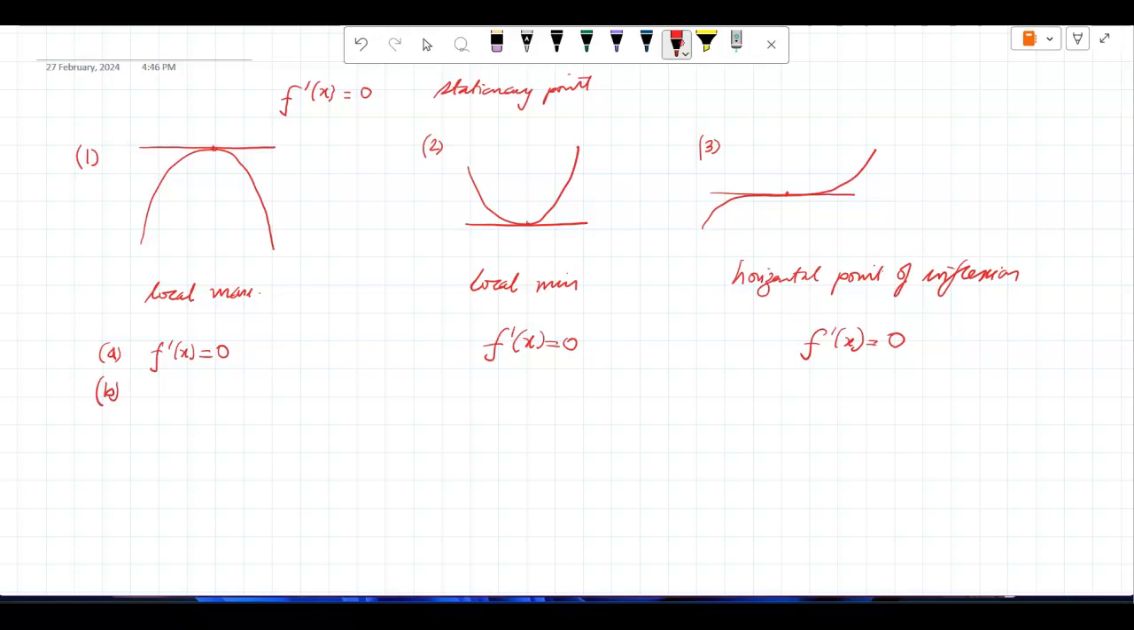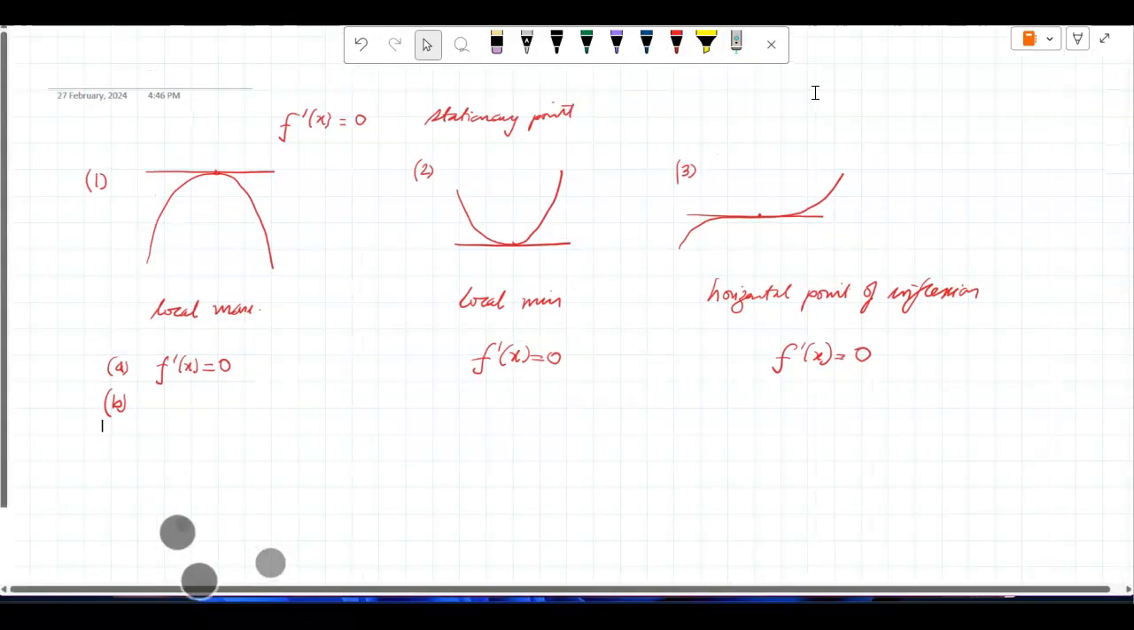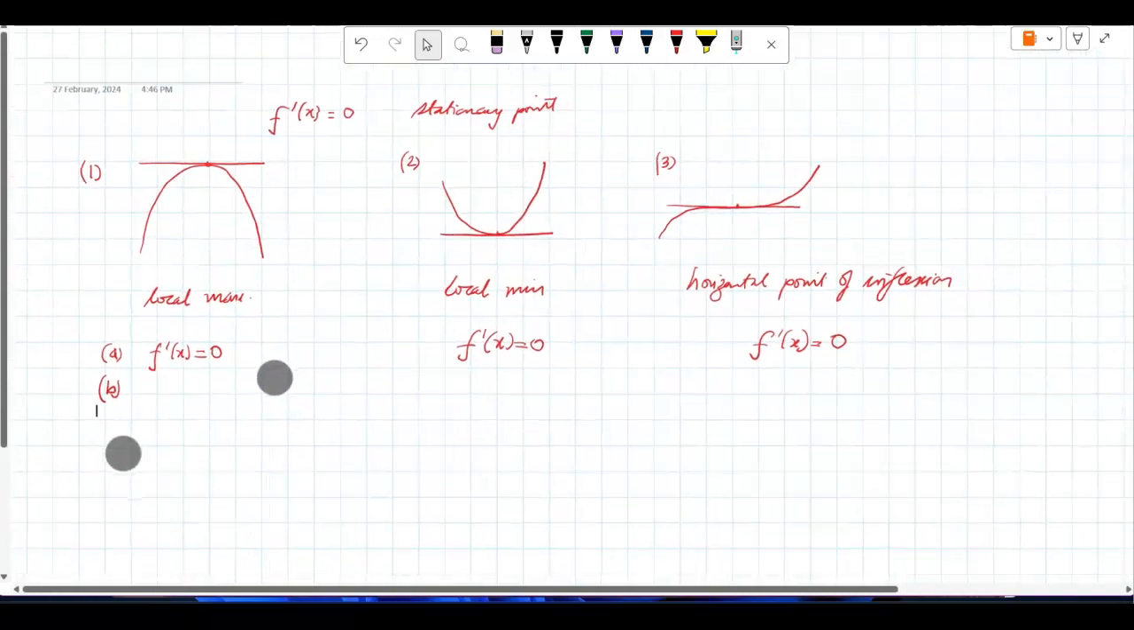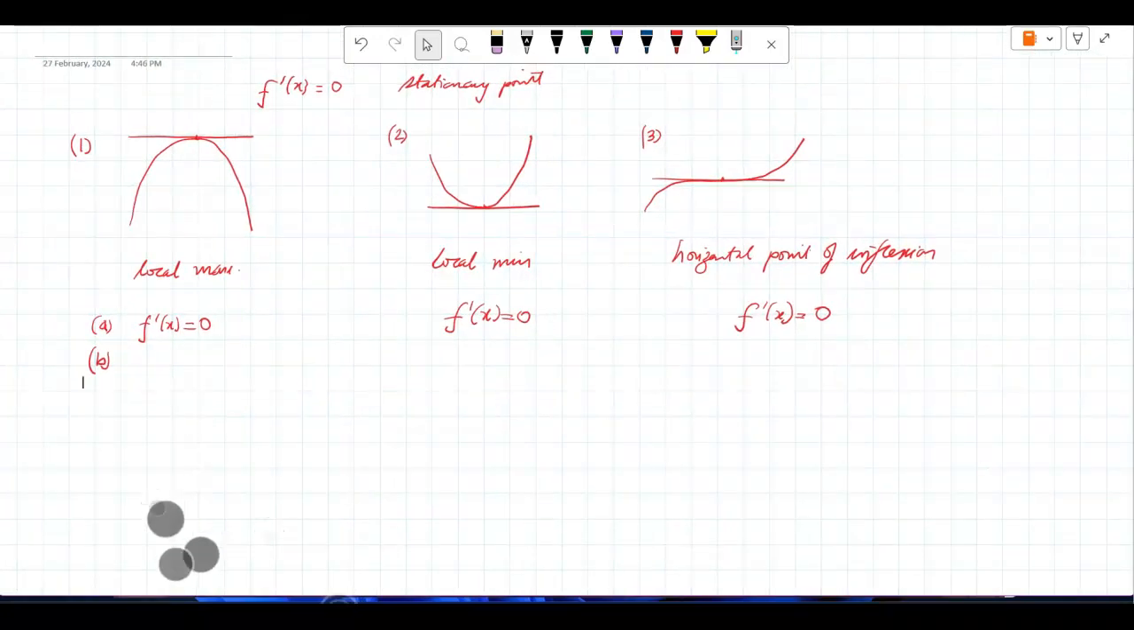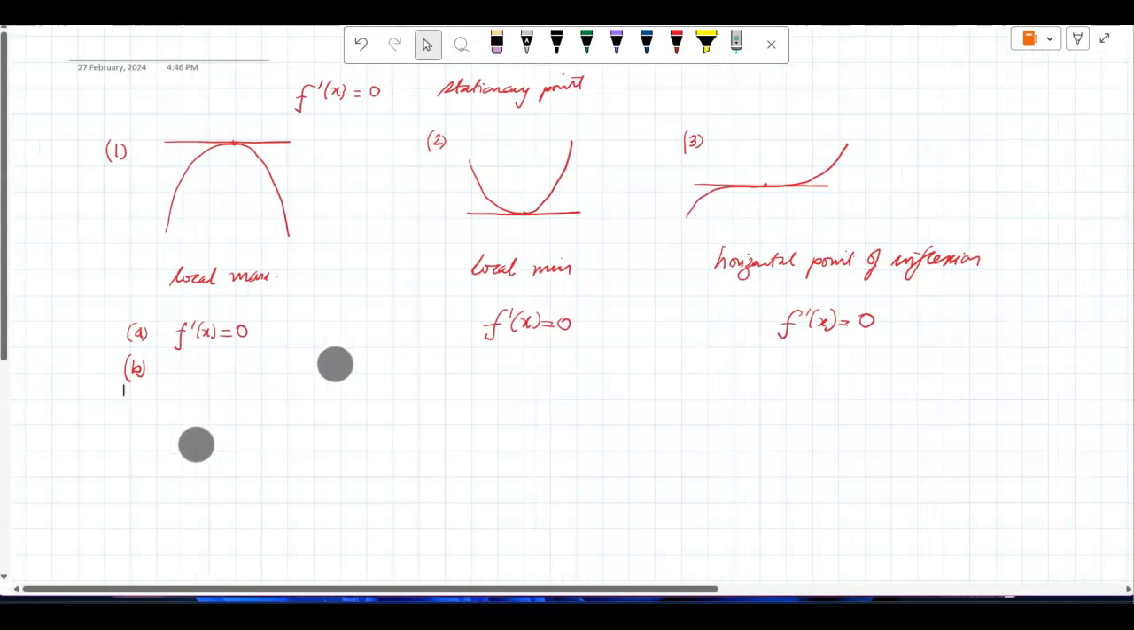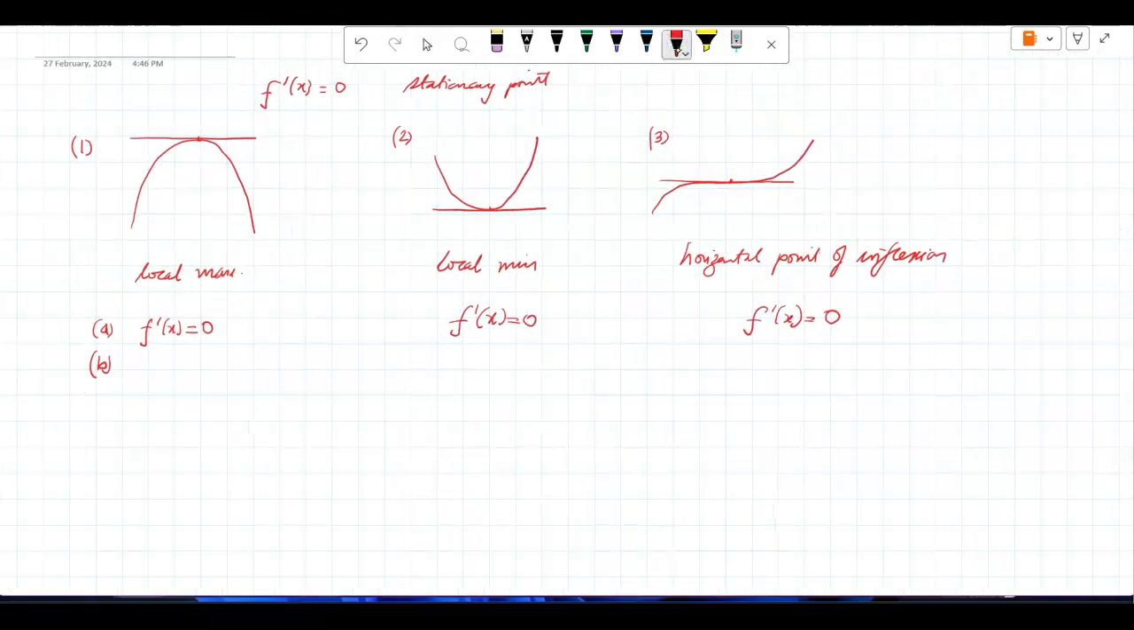Now here, how will you come to know it's a local maximum? You can look at the second order derivative test. So you put the value in the second order derivative. You know how to find the second order derivative, no? Suppose the local maximum is at point x is equal to A. This will be negative. Negative means it's concave down.